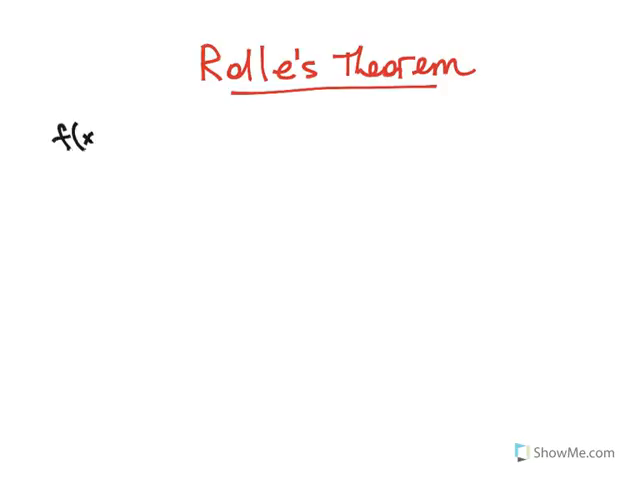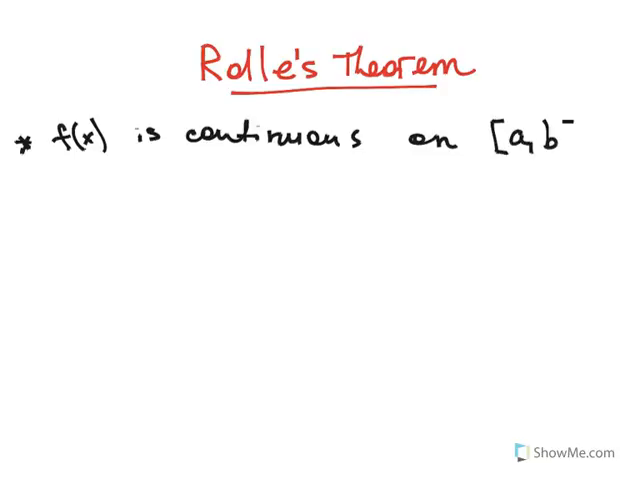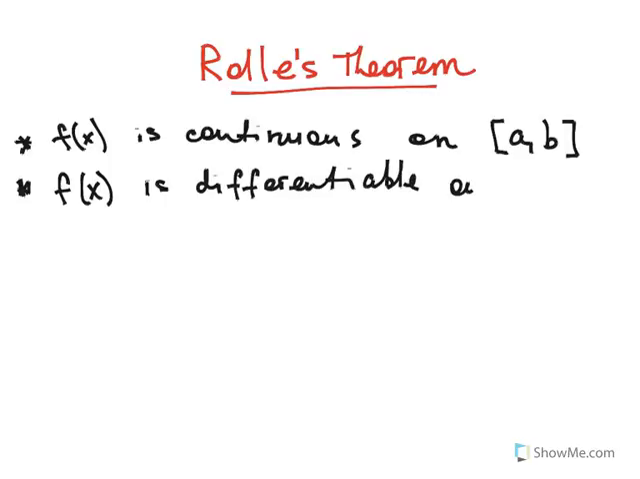Again, f of x, the first condition, it has to be continuous on, and notice I included the endpoints. Second condition, f of x has to be differentiable. That's very important. Did you notice I didn't mention that previously, but in this case it has to be also differentiable on, not including the endpoints, because your function is not differentiable at the endpoint. Okay, and one more condition.